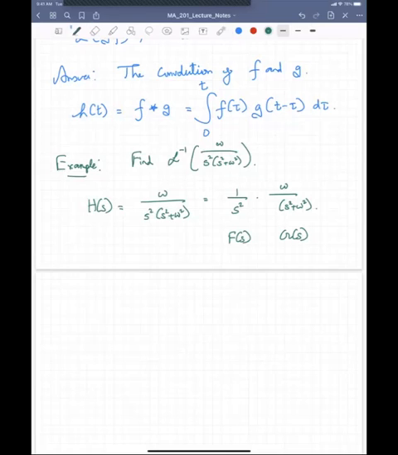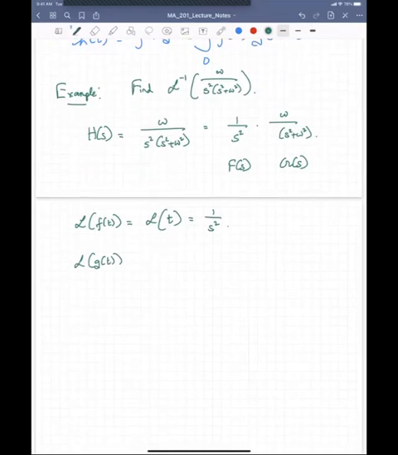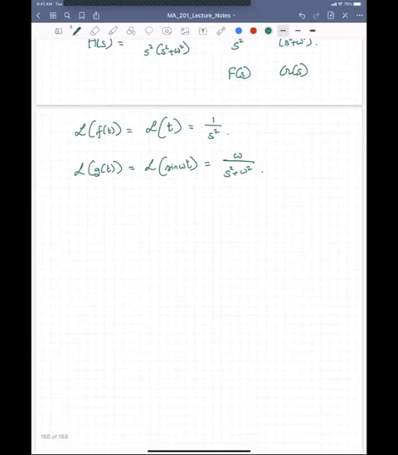So I know that the Laplace transform of f(t) is 1 over s square, and the Laplace transform of g(t), if I choose g(t) to be sine omega t, is omega over s square plus omega square. So I can use these two pieces of information because when I look at this complicated H(s), I find that it is the product of two functions, each of which is simple. I know the inverse Laplace transform of those, so I can use that information to find the inverse Laplace transform of the product of these two functions.